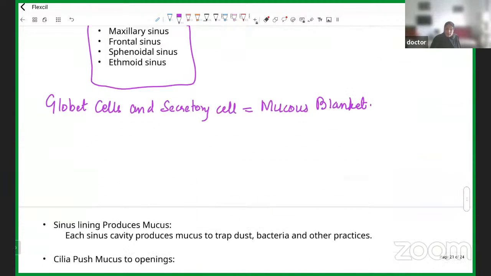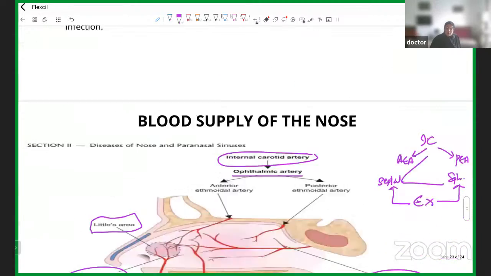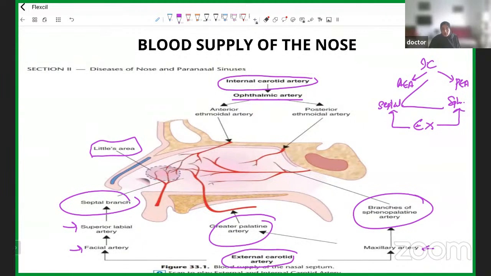And then followed by, you should know about the arterial supply of the nose, that is the blood supply of the nose. Remember, sphenopalatine artery is the main culprit for epistaxis, and Little's area is the place where all the arteries of the nose will come and join together, right? So that area bleeds heavily.